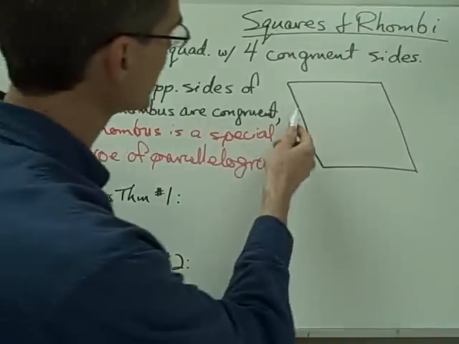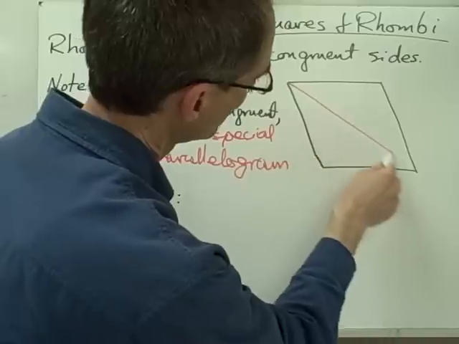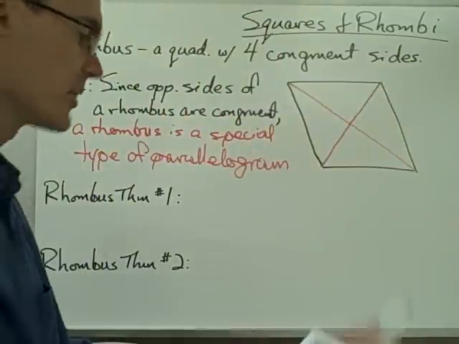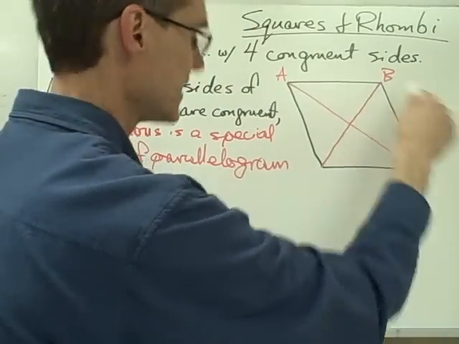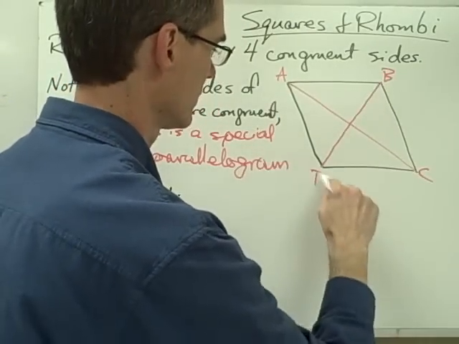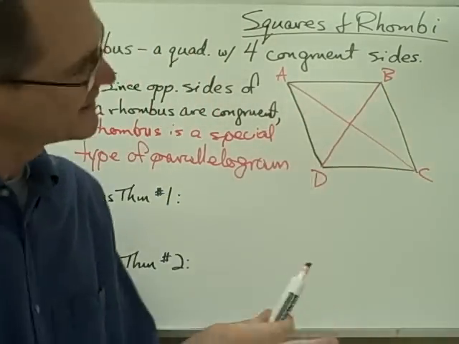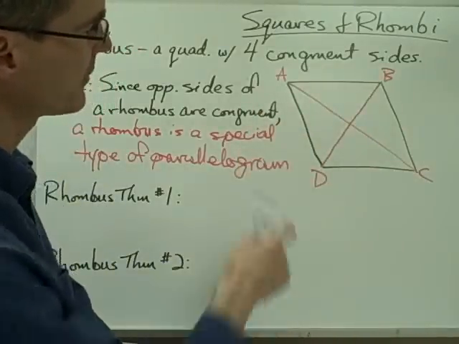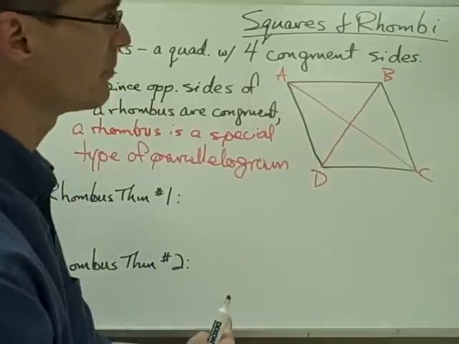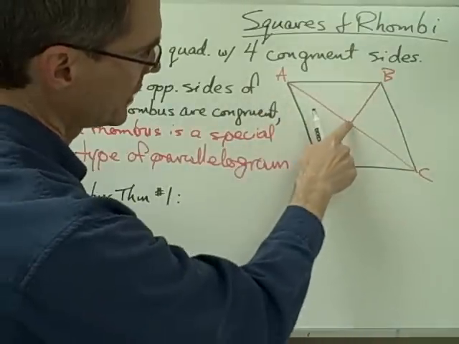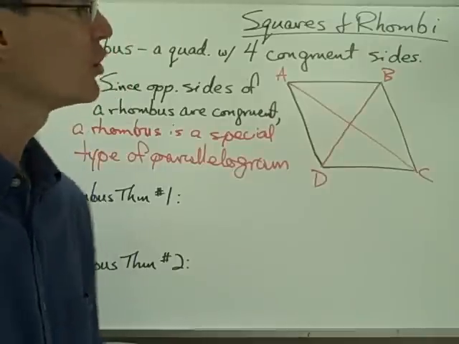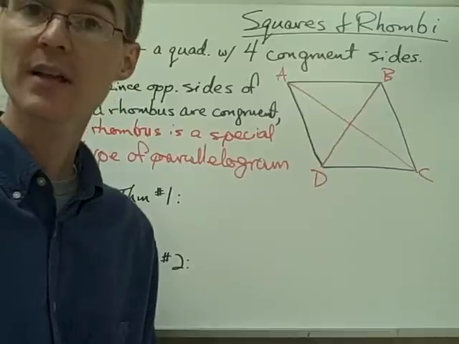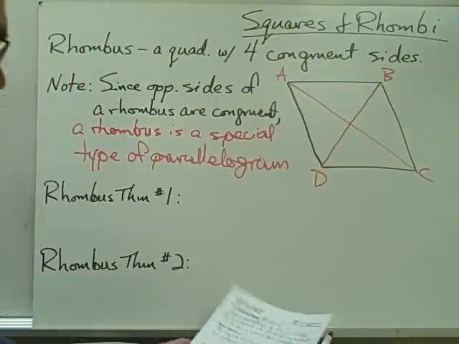Rhombus theorem number 1 has to do with the diagonals of a rhombus. And here I've got a rhombus. Let's call this rhombus ABCD. And this rhombus here is drawn pretty close to scale, and you may in fact be able to tell something about the diagonals of a rhombus. In particular, if you look here where the diagonals intersect, you may notice that it appears that those diagonals look like they are perpendicular, and in fact that is the case.